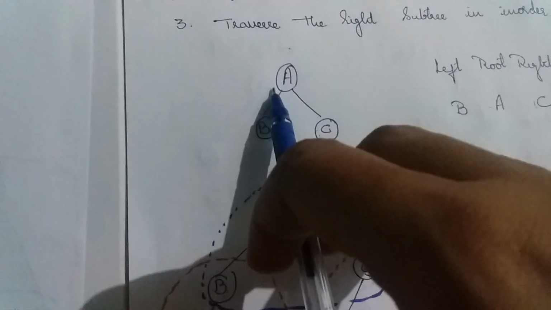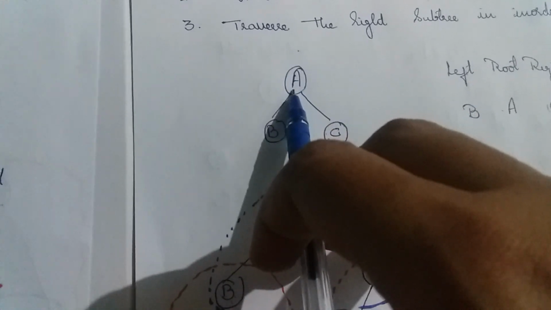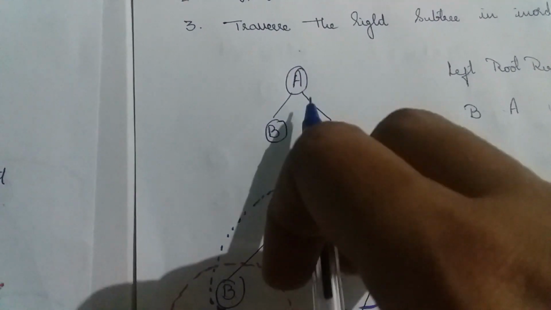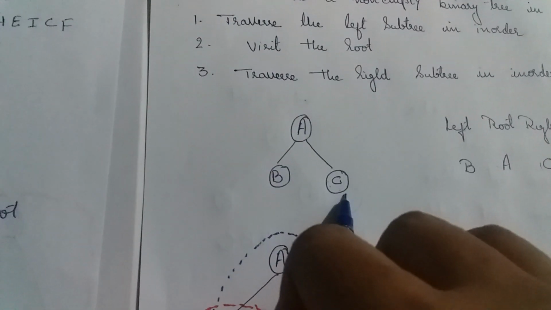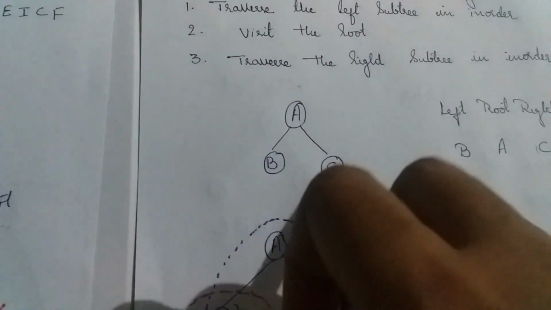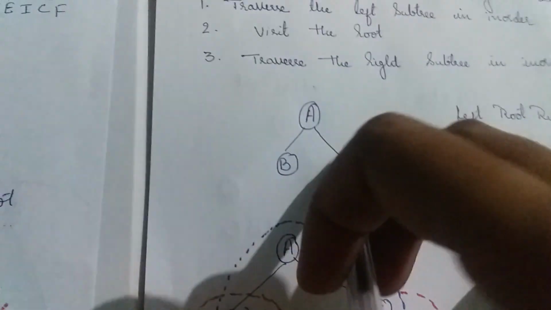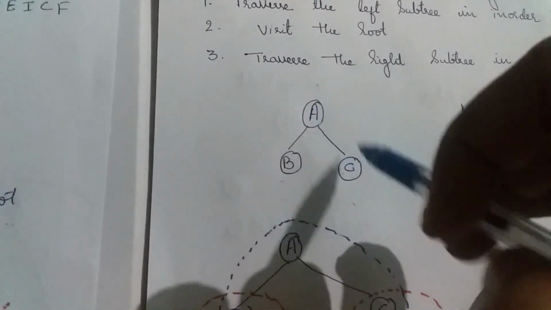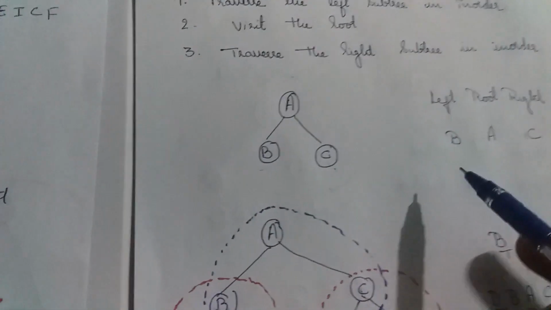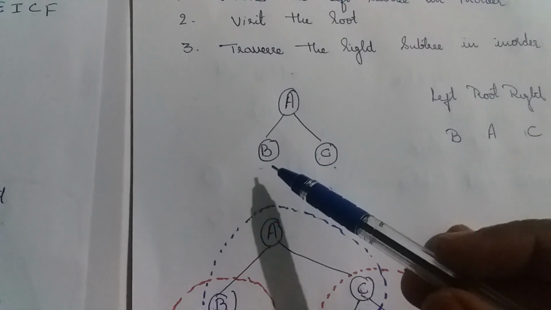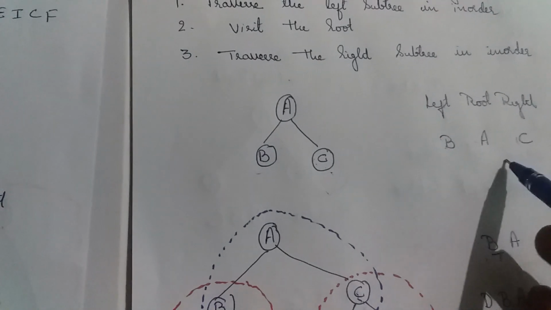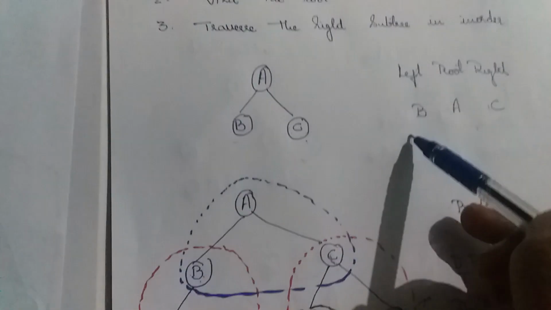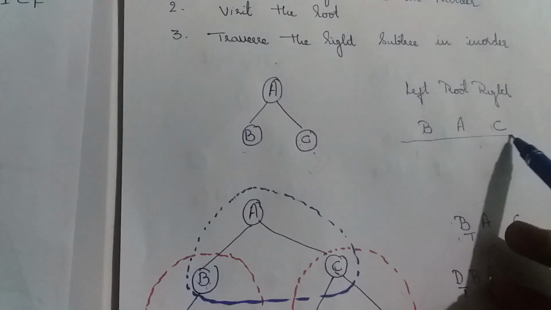So first we'll consider this subtree: root, left and right. Now if I apply in-order traversal for this, we have to visit the left subtree first, then the root and then the right subtree. So you can see here the left subtree B is visited first, then root A, then C. So the in-order traversal for this tree is B, A, C.